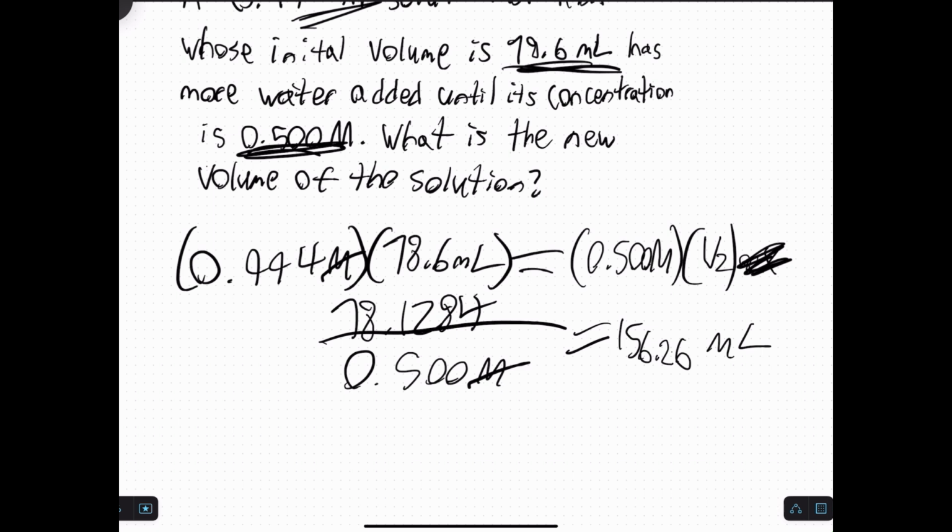That is our approximate answer. So this is our answer. This is the volume of our new solution.